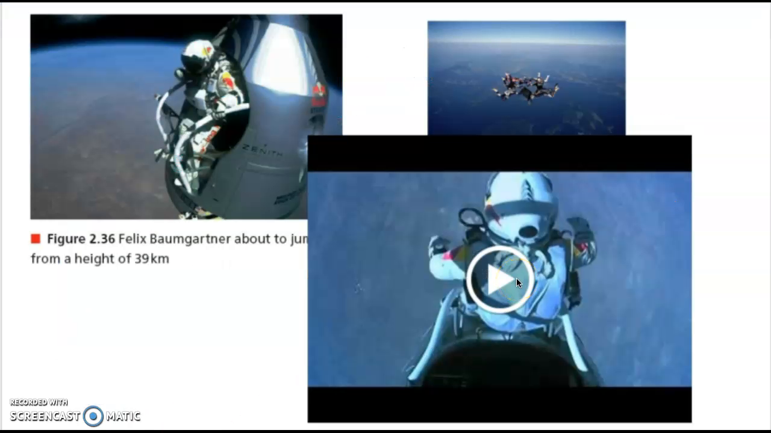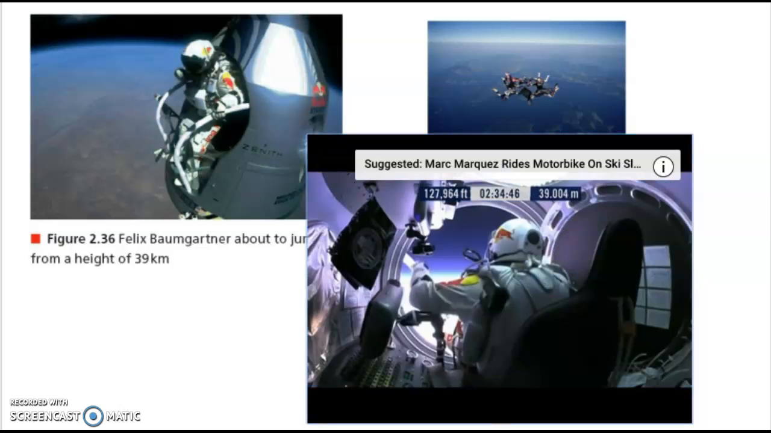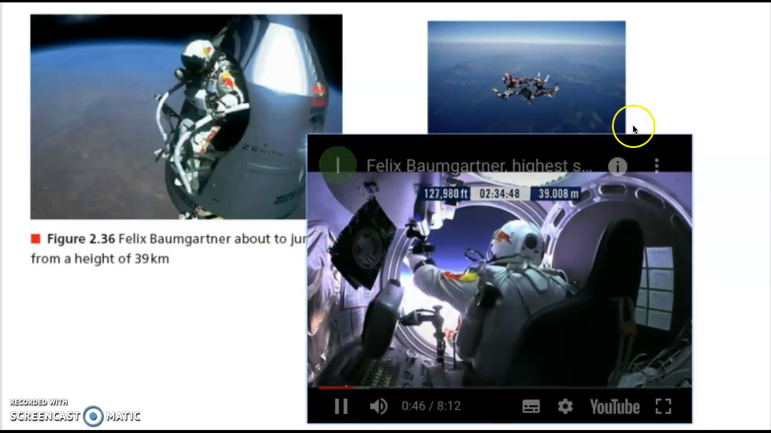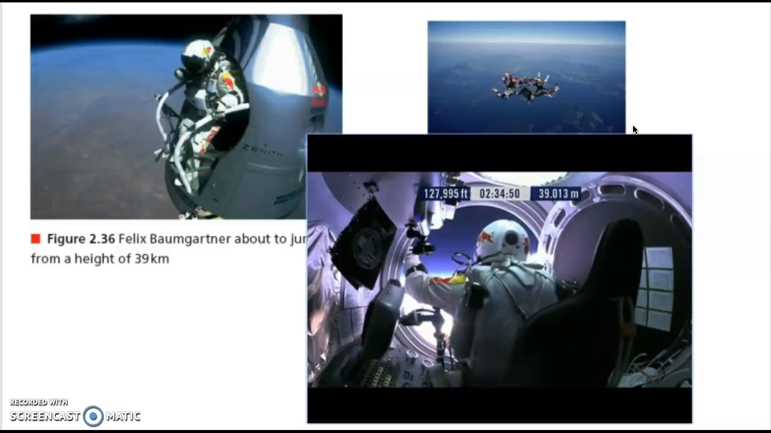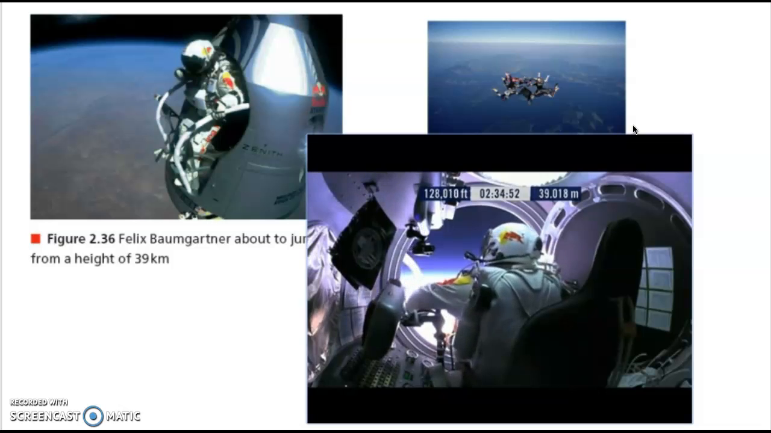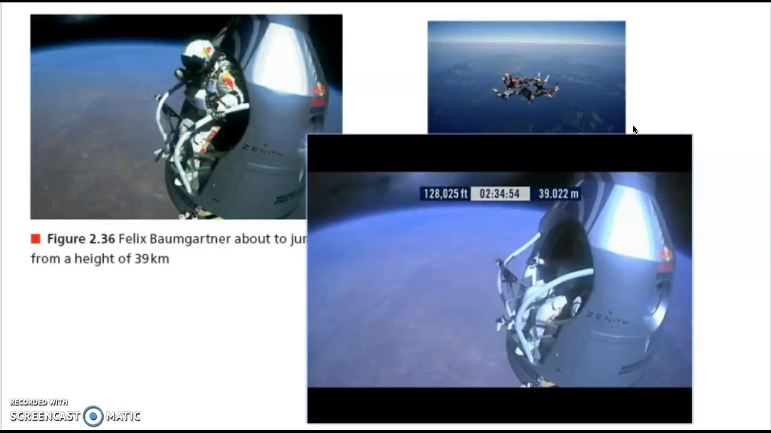Now, this is footage of Felix Baumgartner, who I think still holds the record for the highest sky jump. Basically, he jumped from the edge of the atmosphere. I'm going to see if I can start it and we can look through that video. And there he is, just on the edge of his tiny vessel. You can just about see the curvature of the Earth. That's how high up he is, 128,000 feet above the ground.